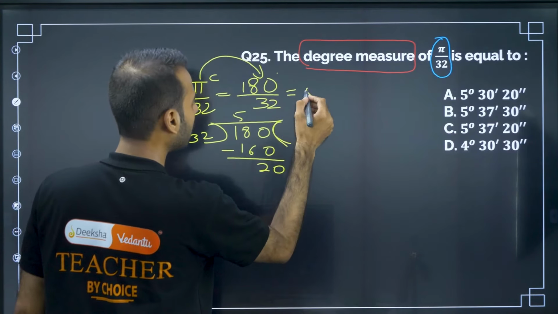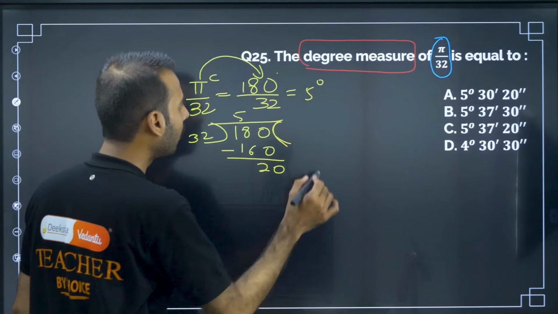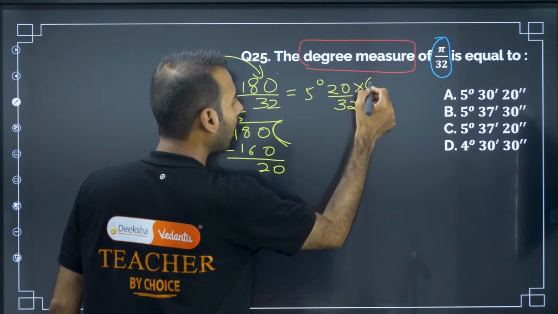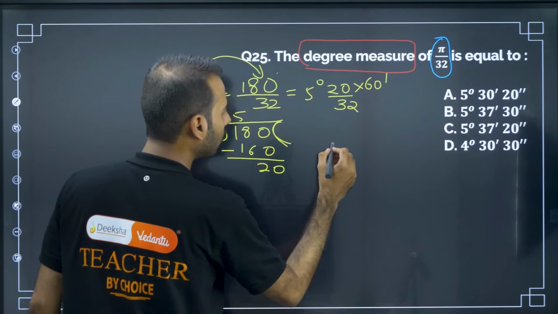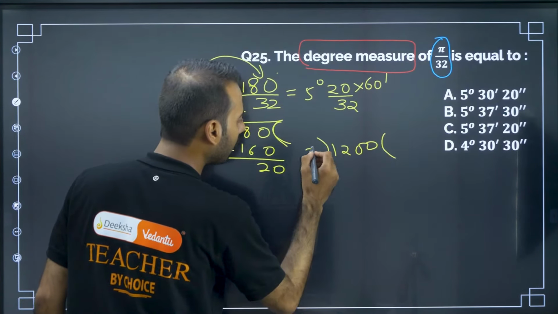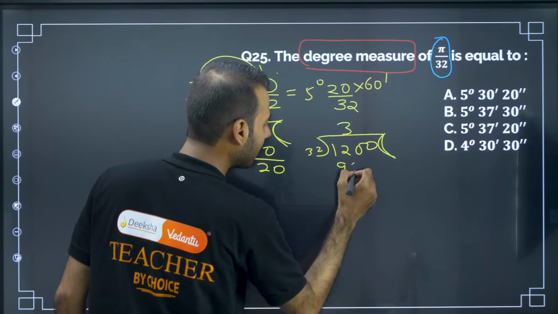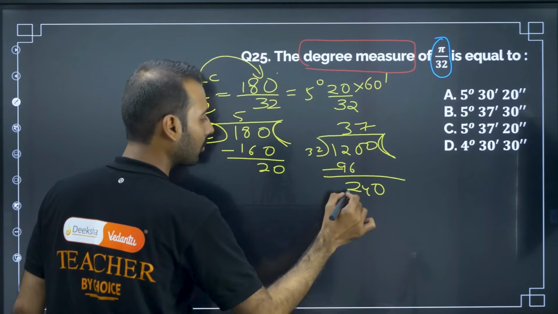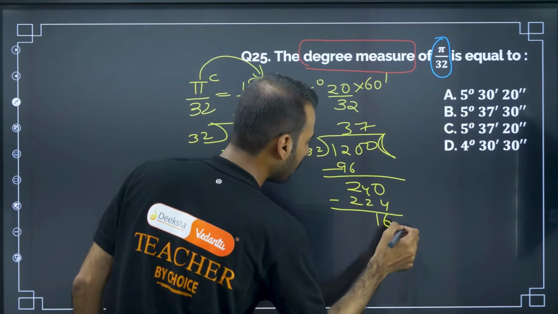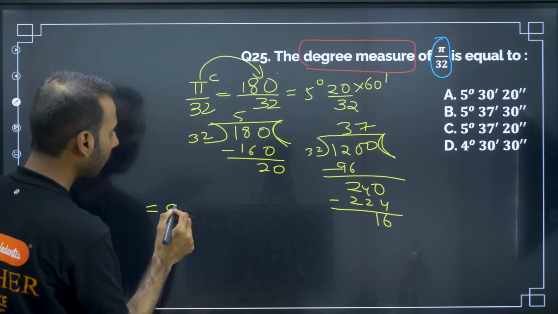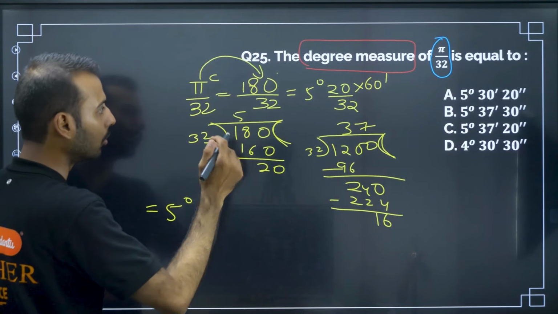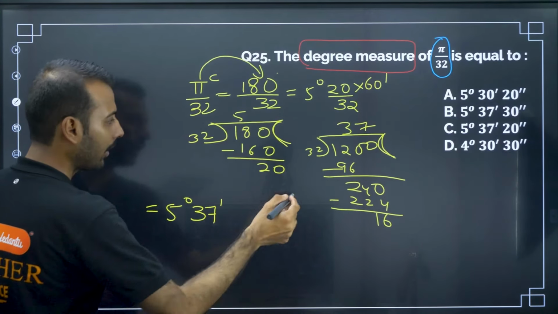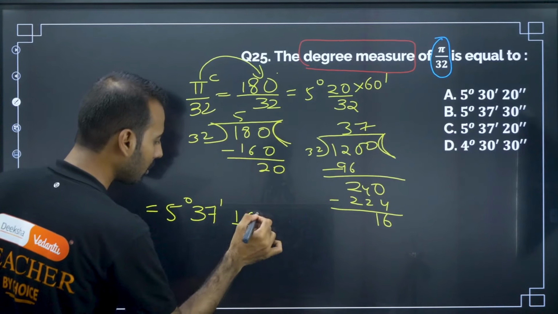So 180, this is 5 degrees. 20 by 32, again degrees only, but if I want, I will multiply this and write it in. So 1200 divided by 32: 32 3s are 96, 24 0, so 7s, 32 7s are 224. Here I am left with 16. Now this 5 degrees, 20 by 32 into 60, this can be written as 37 minutes, and then 16 by 32, this is also in minutes.